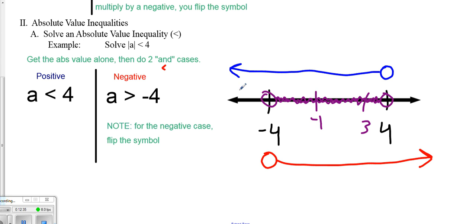If we tried one that was out here, negative 6, plug that in here. The absolute value of negative 6 is positive 6. Is positive 6 less than 4? No, it's not. That's why this one is not included in our area. It's just this stuff in between negative 4 and positive 4. So that would be a less than absolute value inequality.